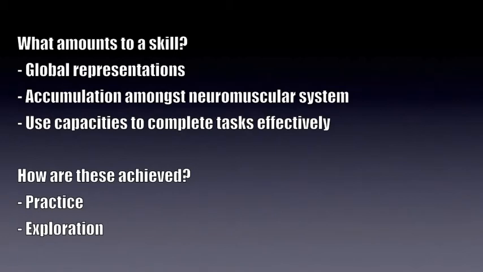What amounts to a skill? Skills come from the global representations we have, the accumulation we have amongst our neuromuscular system to enable us to use our capacities to complete tasks effectively. Skills can be achieved through practice and exploration. Exploration in practice being delivered with much higher levels of variability and different ways an athlete could solve the movement problem.